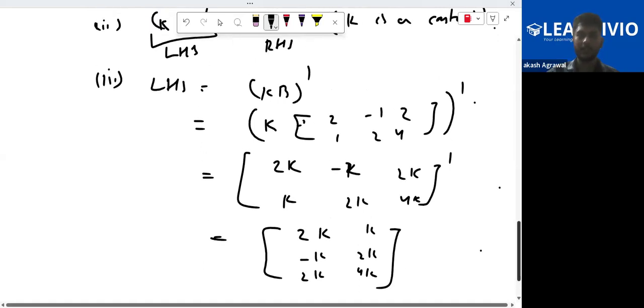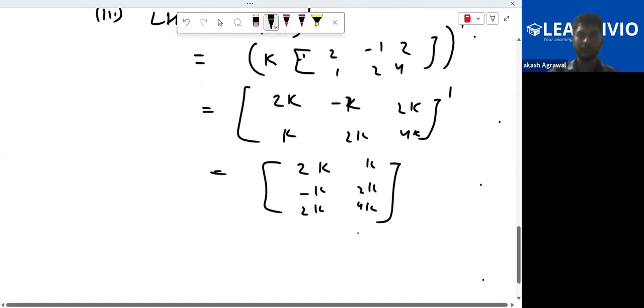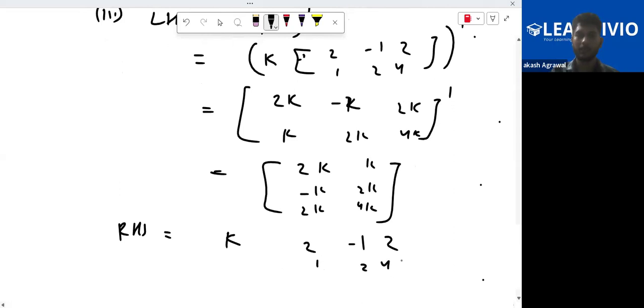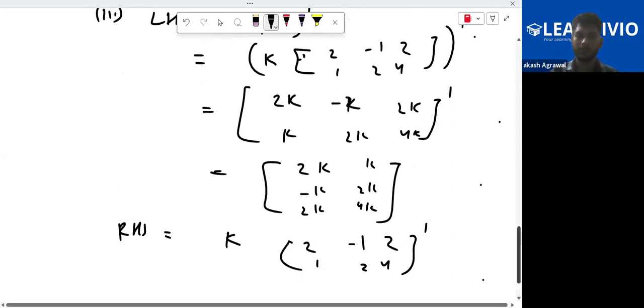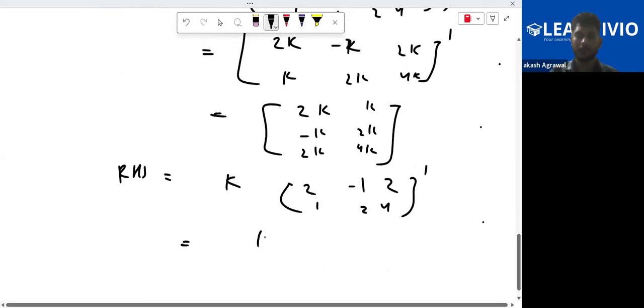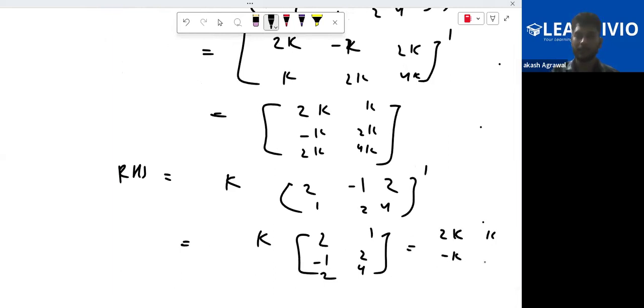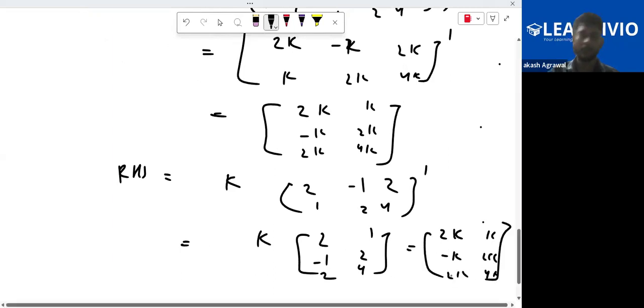RHS, we need to find k times B transpose. So RHS is k times 2, minus 1, 2, 1, 2, 4 transpose. So this is 2, minus 1, 2, 1, 2, and 4, and then we can multiply. So obviously we'll get the same thing. Okay. So LHS is equal to RHS, hence proved. Let's solve another question.